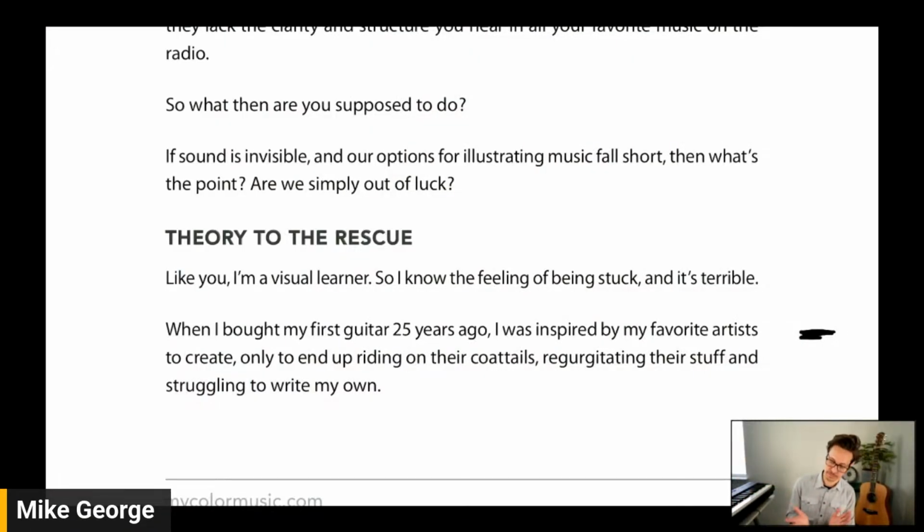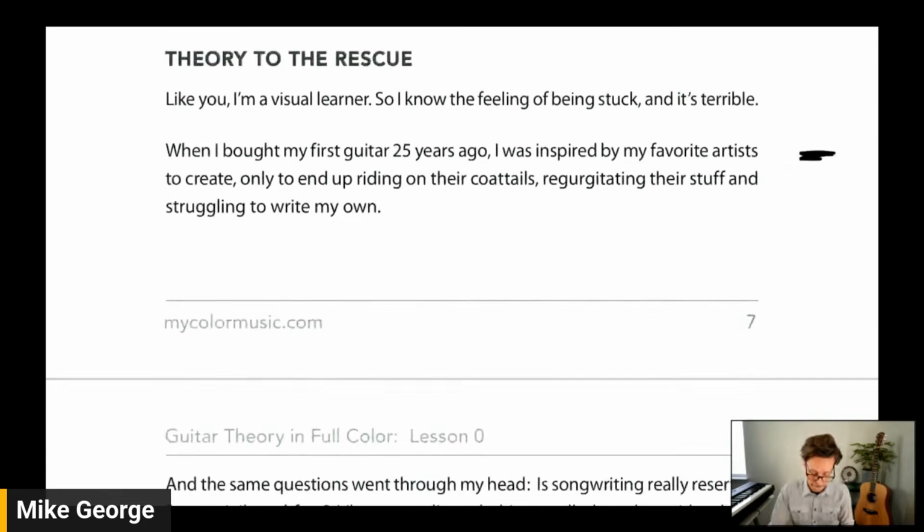Theory to the rescue. So, like you, I'm a visual learner, so I know the feeling of being stuck, and it's terrible. When I bought my first guitar 25 years ago, updated, that's more like 30 or 30 plus years now, I was inspired by my favorite artists to create, only to end up writing on their coattails, regurgitating their stuff, and struggling to write my own.